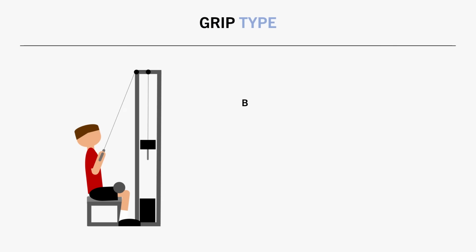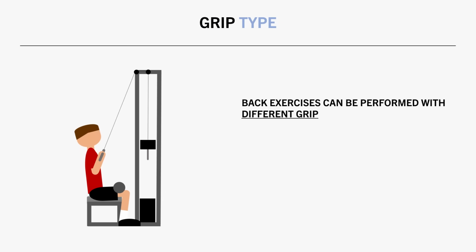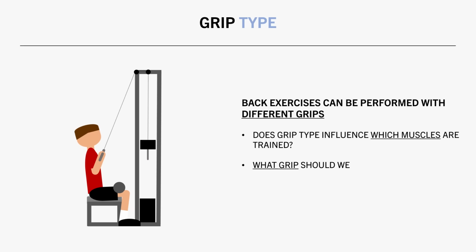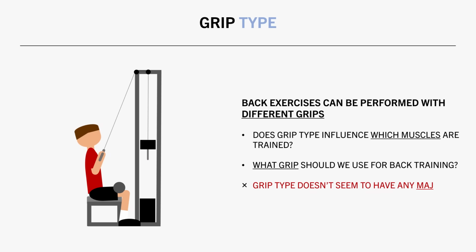The next setup and technique consideration is for the grip used during back training. Many back exercises can be performed with overhand, underhand, neutral, narrow, or wide grips. But do these grips influence which specific back muscles are trained? And if so, which grip should we use for each exercise? In most cases, the specific grip used doesn't seem to have any major influence on which back muscles are trained.